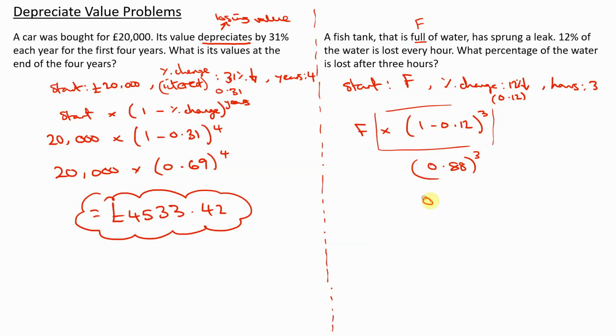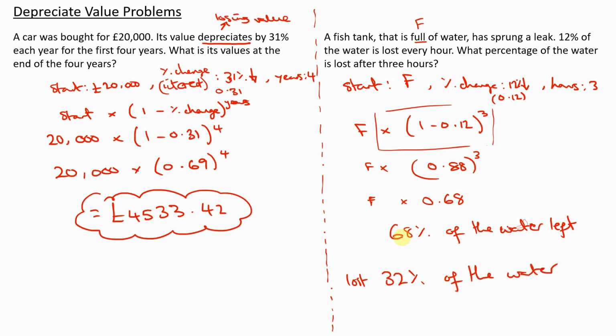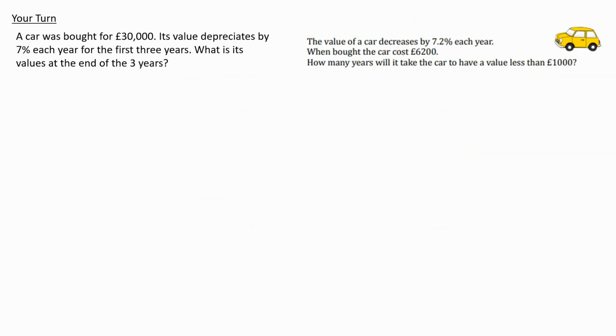That gets me 0.68 times by whatever our full value is. So we're taking our full value of the bucket and timesing it by 0.68. So that is saying, well, we've got 68% of the water left. So how much water is lost? Well, we've lost 32% of the water. That's just the difference between that and what it was when it was full. So a bit of a different question there. Not as common, but another application of it. So I've got 2 questions for you to do here.